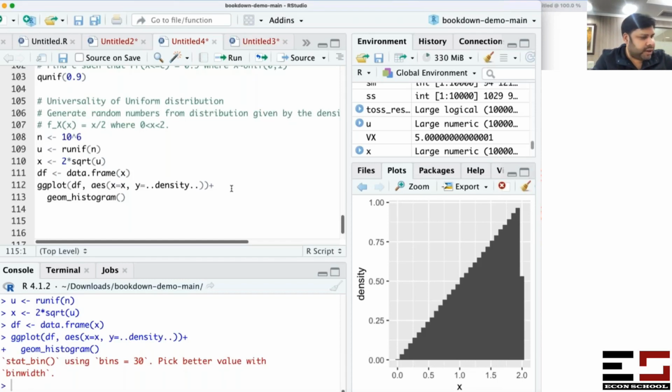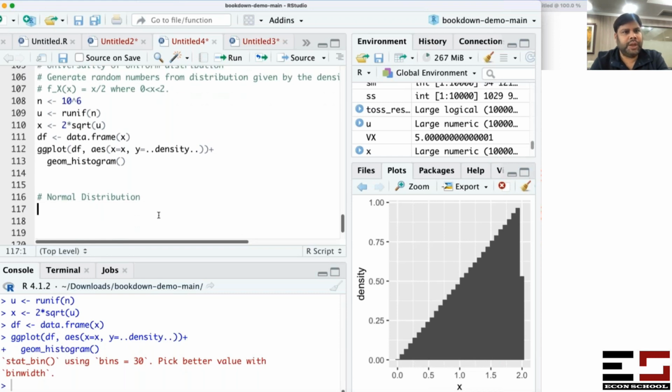Okay, so let's look at another very important distribution, which is normal. So this was uniform. Let's look at normal. Let's quickly draw the PDF of standard normal. Okay, let's just do that. So how do we do that?